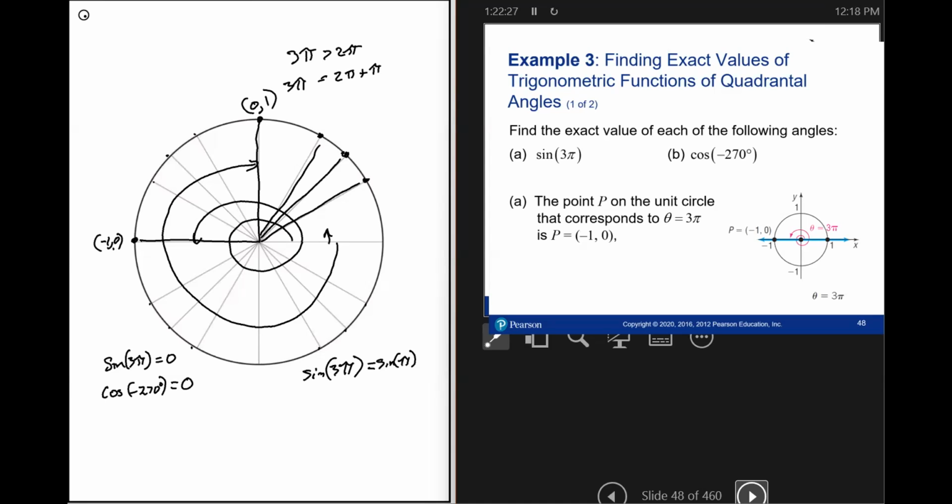So the cosine of 270 is the same as the cosine of 90 because they have the same terminal side. The direction of the angle does not affect the sign of your function.